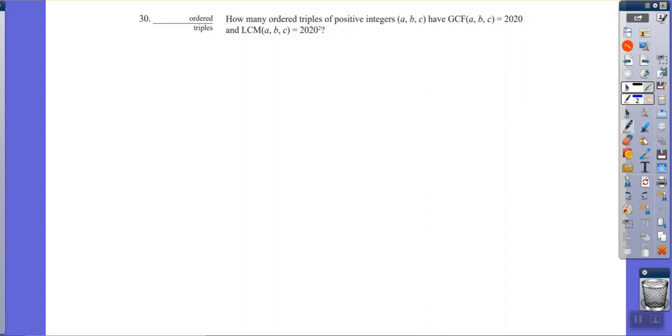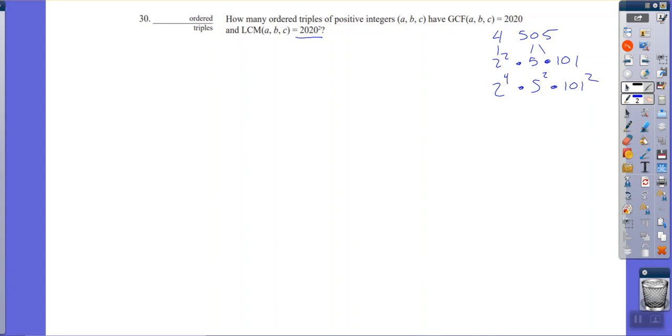So, I know that 4 goes into 2020 because 4 goes into 20, and it goes in 505 times. So 4 is 2 squared. This can be broken down into 2 squared times 5 and 101. And so if I look at 2020 squared, it's just going to be this number squared. So we have 2 to the 4th times 5 to the 2nd times 101 to the 2nd.